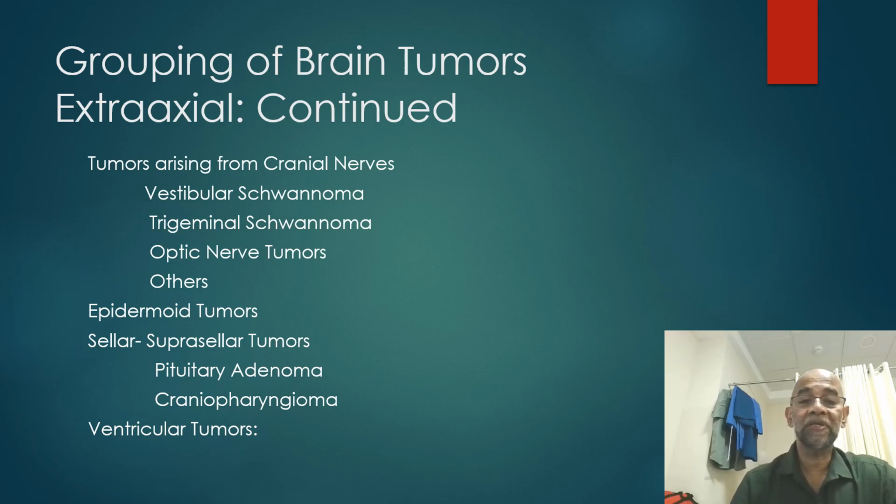Sellar and suprasellar region tumors are a different entity. These include pituitary adenomas and craniopharyngiomas. And then we have the ventricular tumors. Gliomas may be present. Choroid plexus tumors may occur, and meningiomas may also be there intraventricularly.